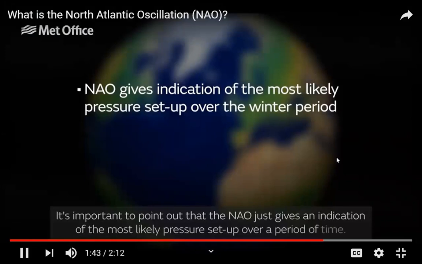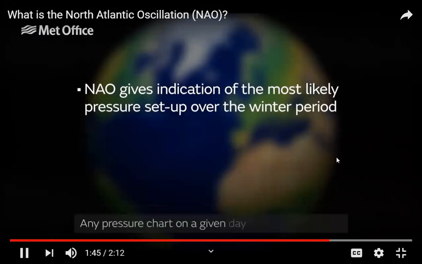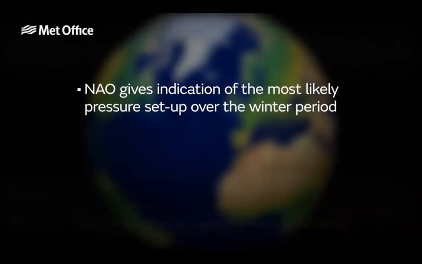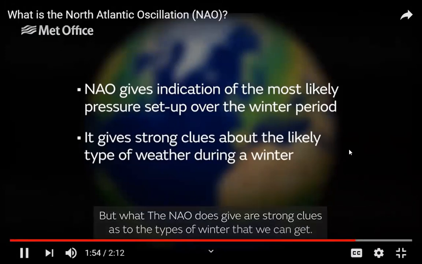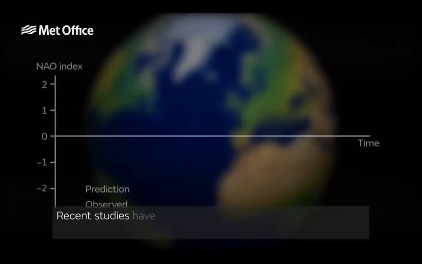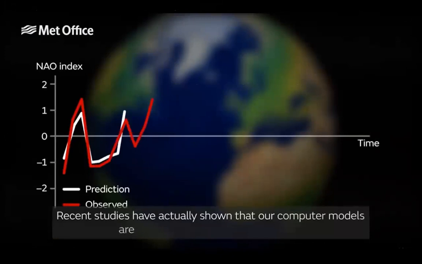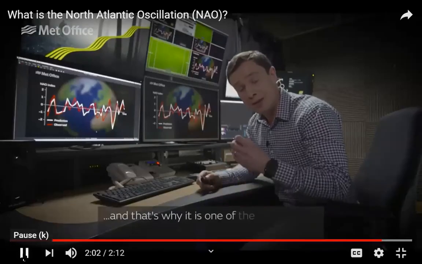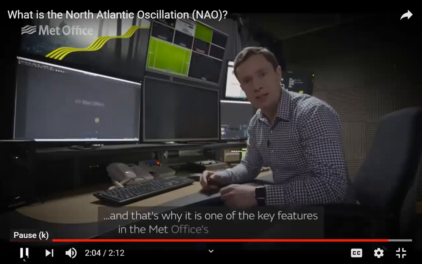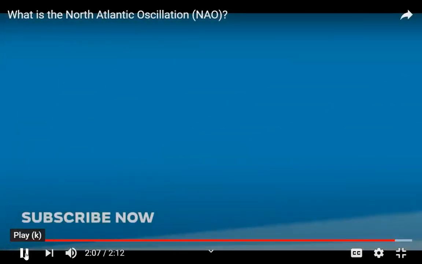Now, it's important to point out that the NAO just gives an indication of the most likely pressure setup over a period of time. Any pressure chart on a given day would be different. But what the NAO does give are strong clues as to the types of winter that we can get. Recent studies have actually shown that our computer models are very good at predicting the NAO, and that's why it is one of the key features in the Met Office's winter forecast.